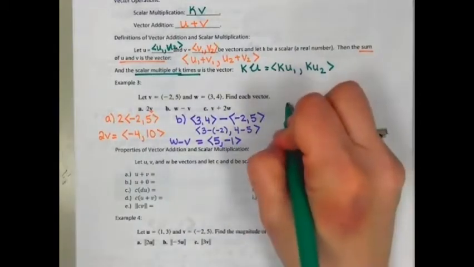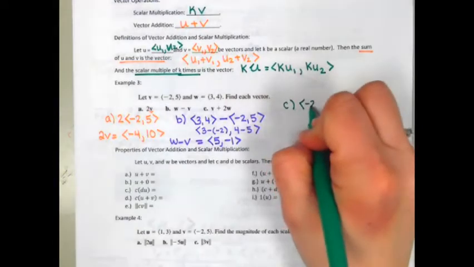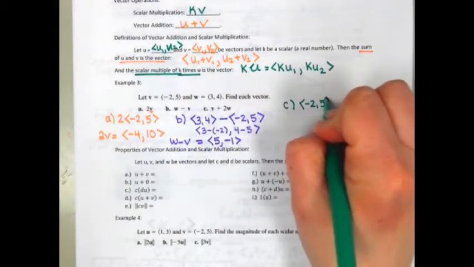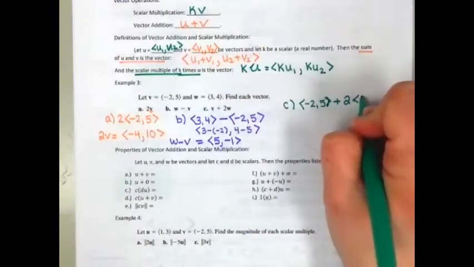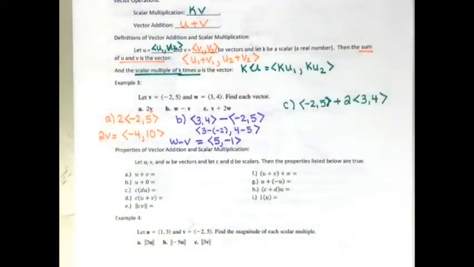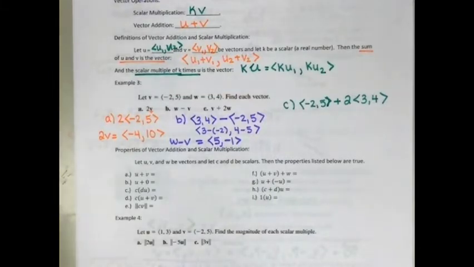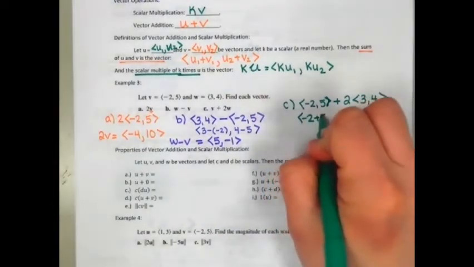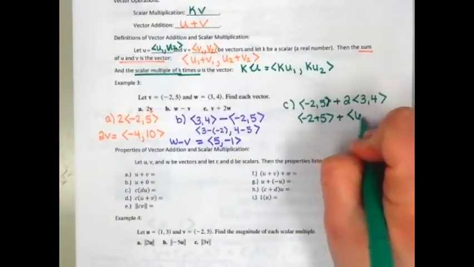Right. And then C, we're taking vector V, which is -2, 5, and adding it to 2 times vector 3, 4. So what would I do first? Would I add or would I multiply? Multiply. So go ahead and multiply 2 times vector W. And if I take 2 times vector W, what did you guys get? Yeah, so 6, comma 8.